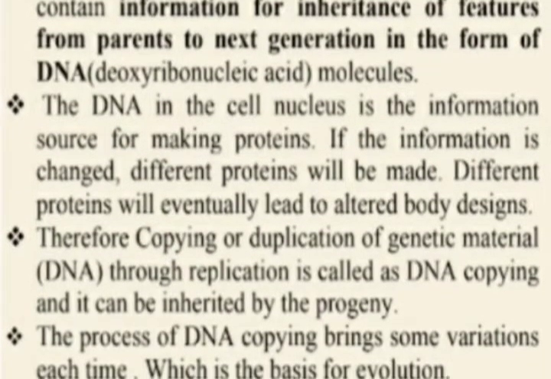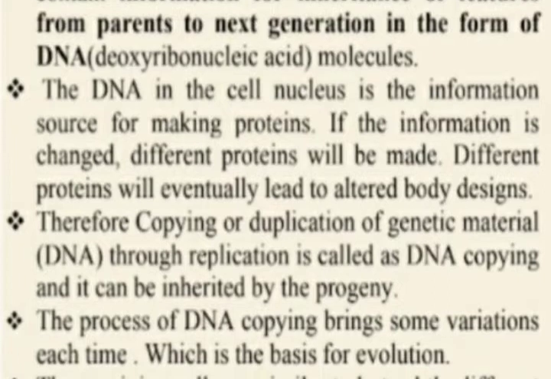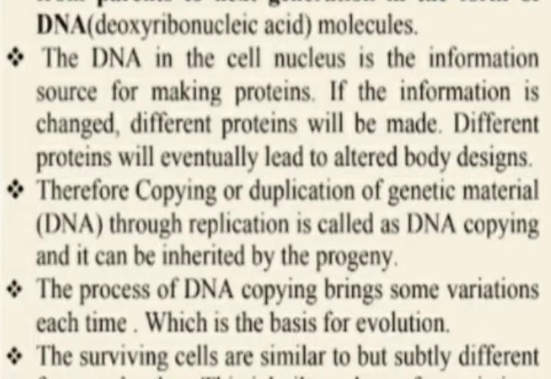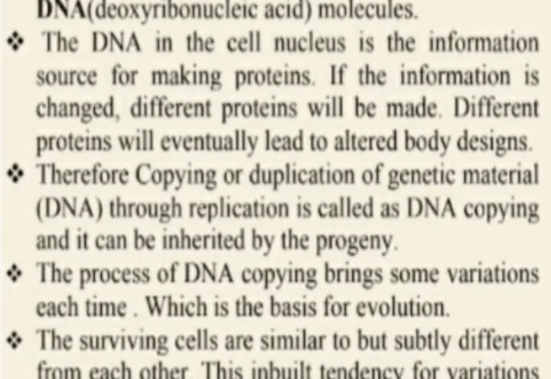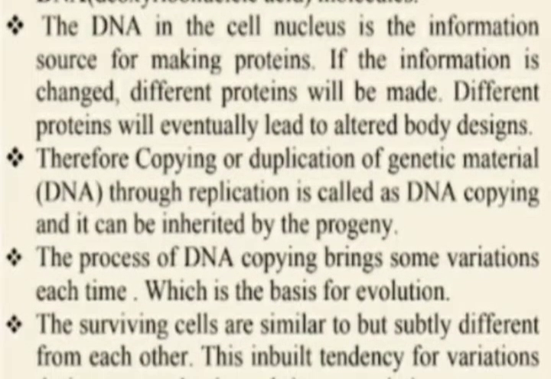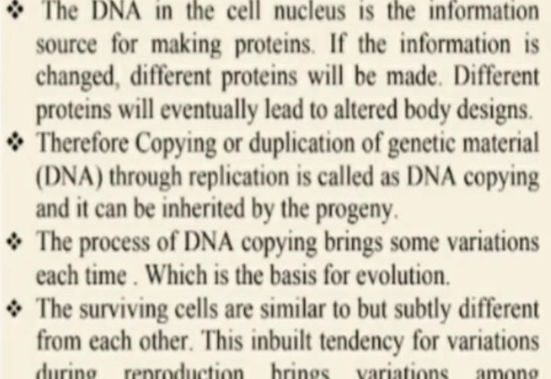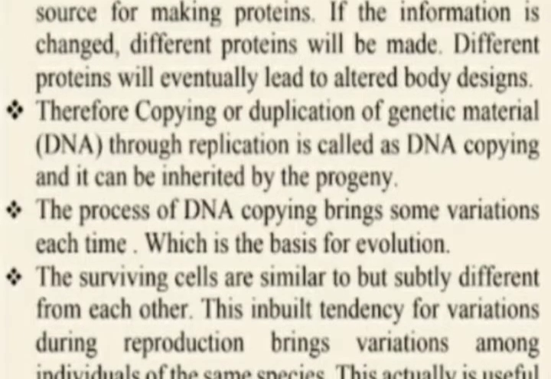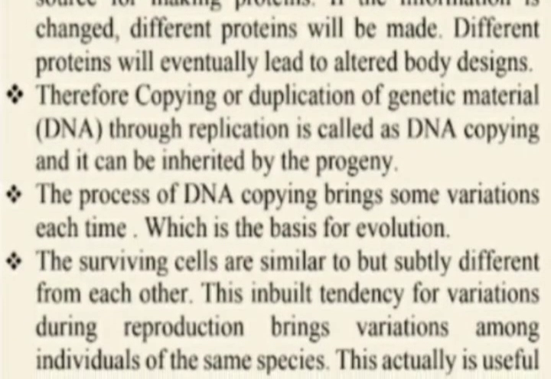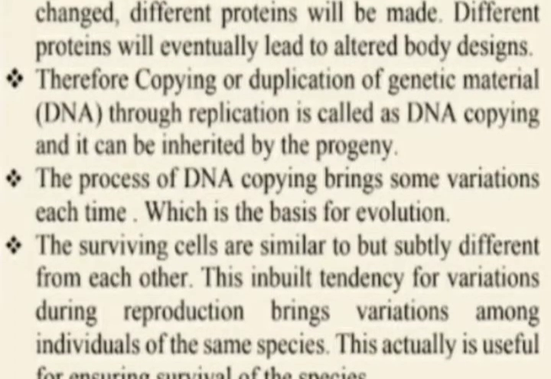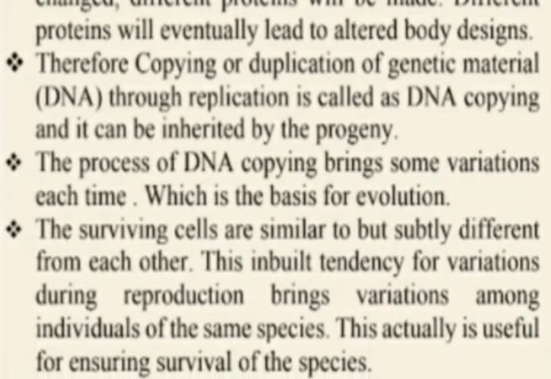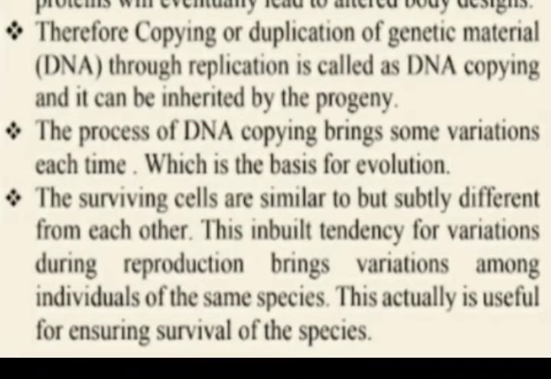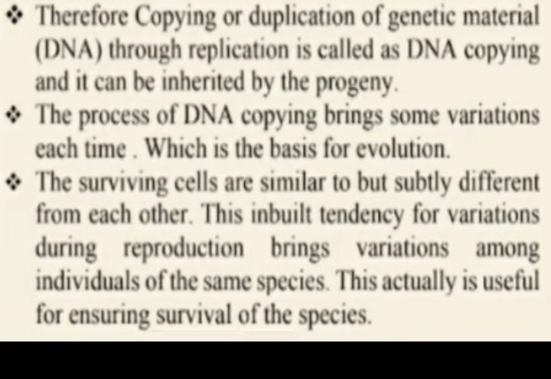Different proteins will eventually lead to altered body designs, therefore copying or duplication of genetic material, DNA, through replication is called DNA copying, and it can be inherited by the progeny. The process of DNA copying brings some variations each time, which is the basis for evolution. The surviving cells are similar to but subtly different from each other. This inbuilt tendency for variations during reproduction brings variations among individuals of the same species. This actually is useful for ensuring survival of the species.